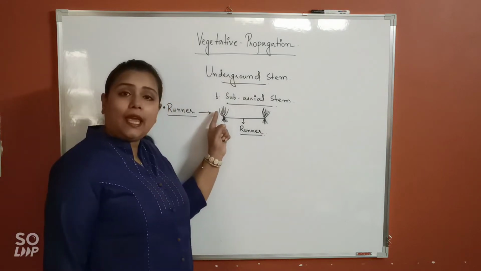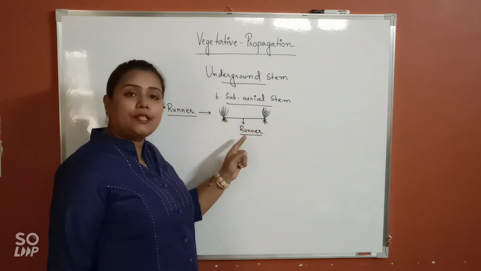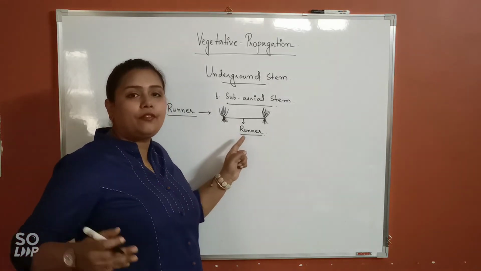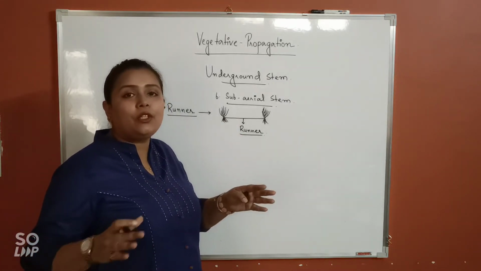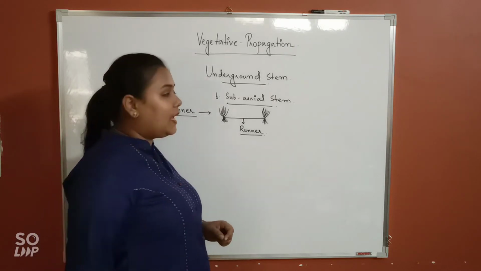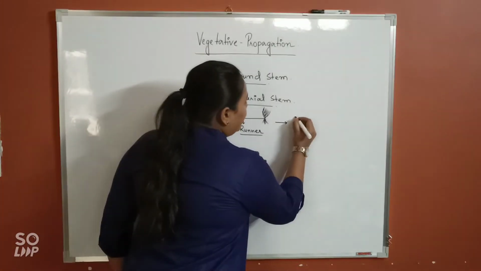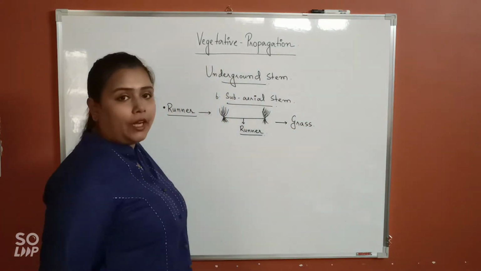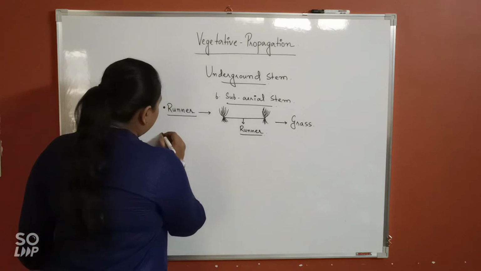From each aerial shoot, many runners can arise out, and then they will start moving in various different directions, spreading into the whole substratum. Hence, they are known as runners. Example will be grass. Alright, next.